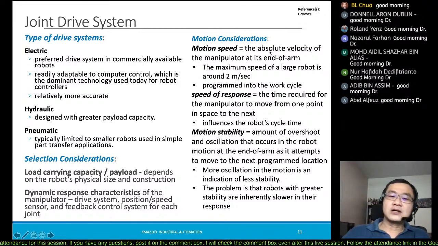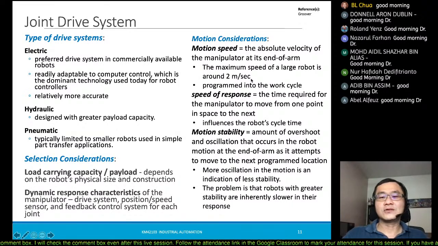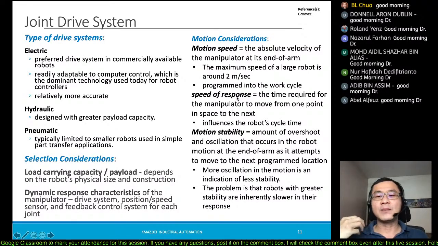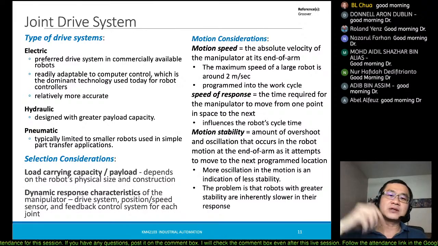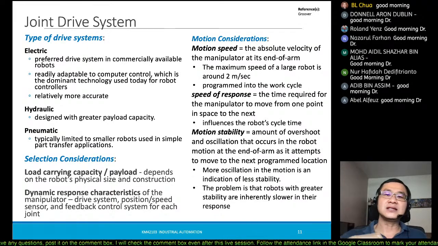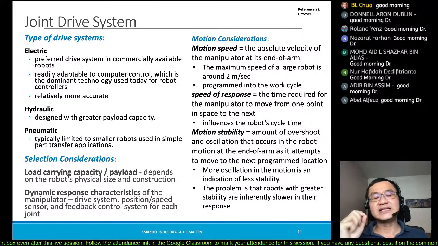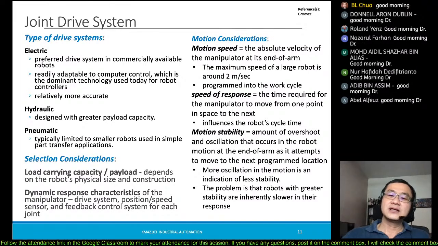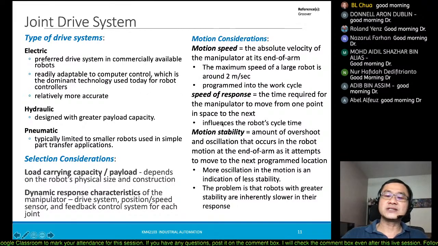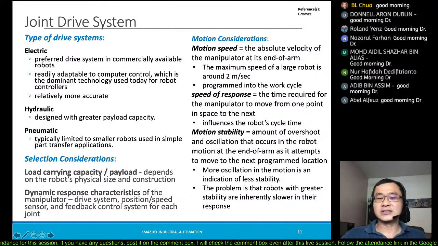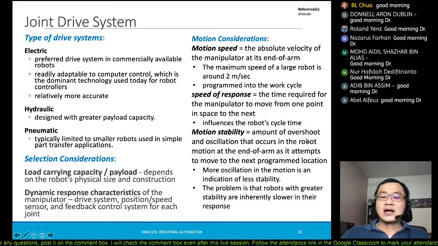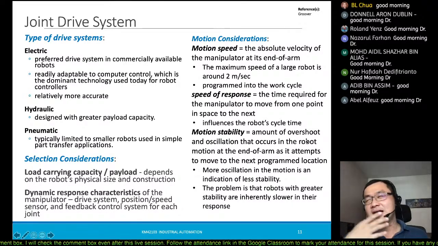Motion considerations would include the motion speeds, which may be at the speed of 2 meters per second, okay, for very high speed. Then the speed of response, the settling time, okay. Sometimes your manipulator or your arm will actually overshoot. Remember the term overshoot, when it flexes to a certain angle, it may overshoot before it comes back to the desired target position. Okay, that is the speed of response. Then also the motion stability, which I would say is the overshoot itself again, how much it oscillates. Okay, and we say the stability.